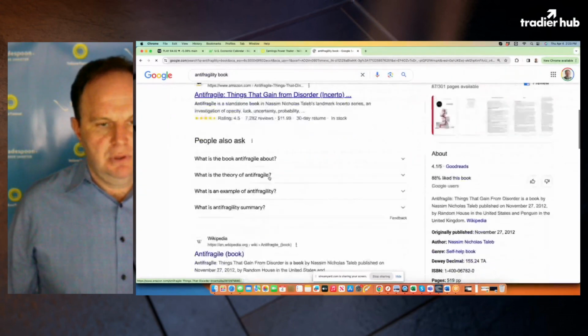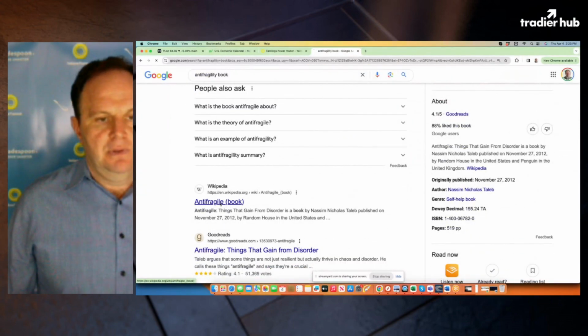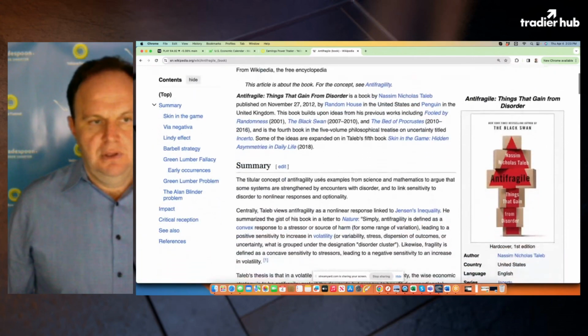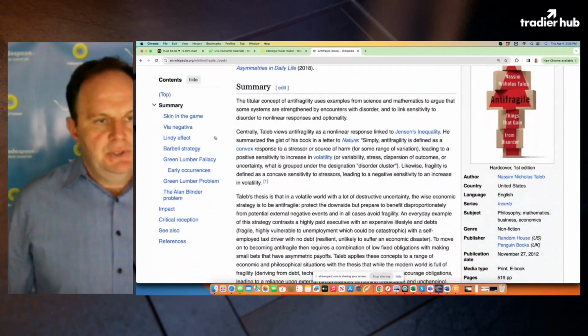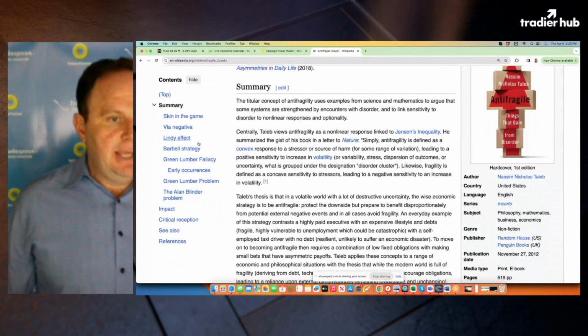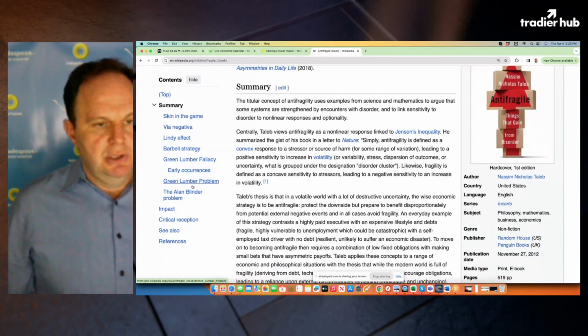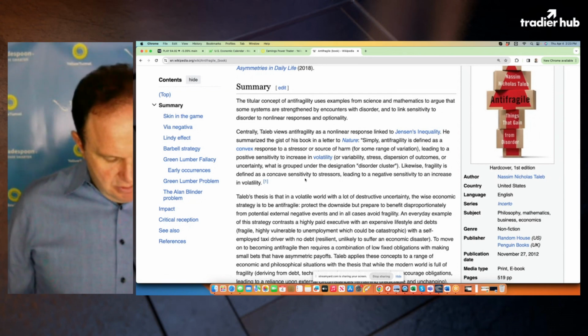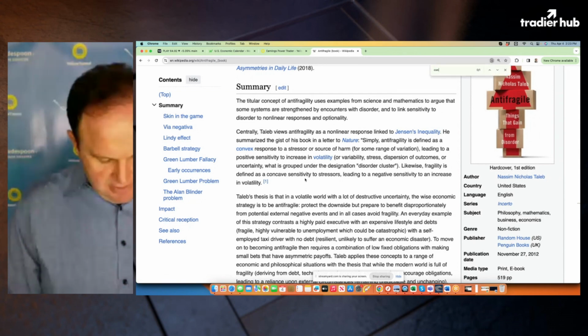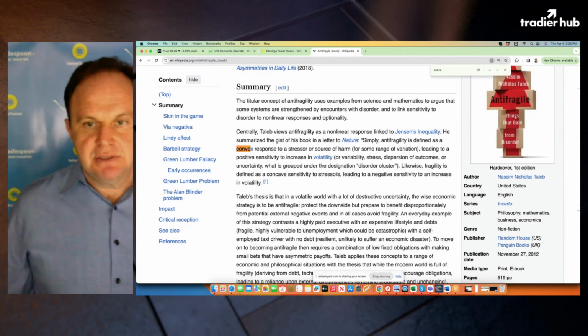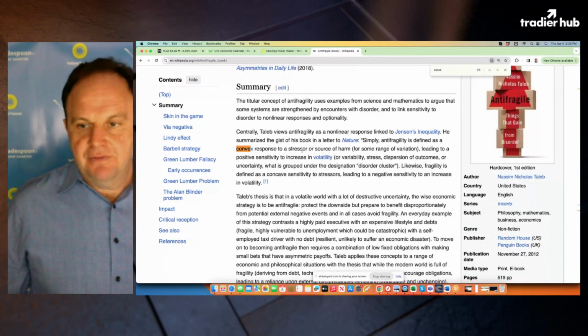So that's the book. Okay, this is Wikipedia. So he talks about skin in the game, barbell strategy, green lumber problem. Where's asymmetrical return? Or convexity? Response. Convex.